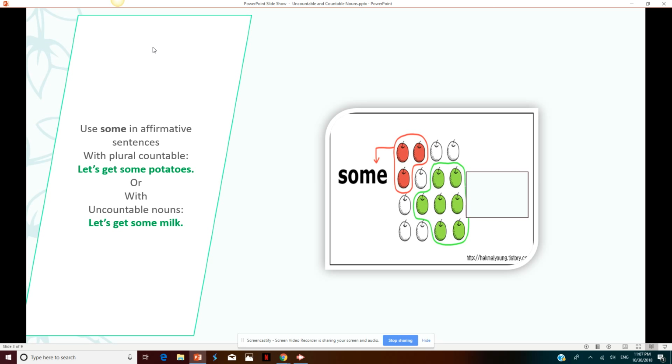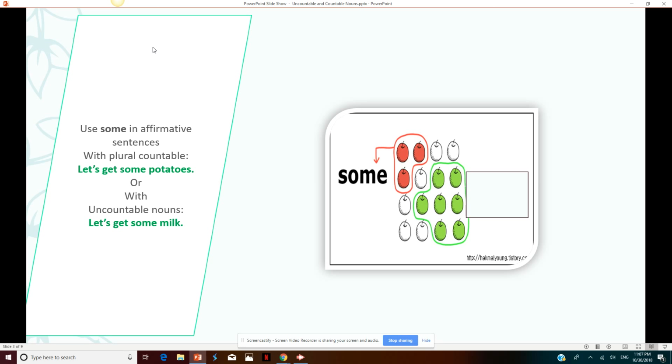The word some. In English, we use the word some with affirmative sentences, with plural countable or uncountable nouns, but always with affirmative sentences. On very few occasions, we can use some in questions, like when we want to offer something, and it's very common, but for this lesson we are not going to talk about that topic.